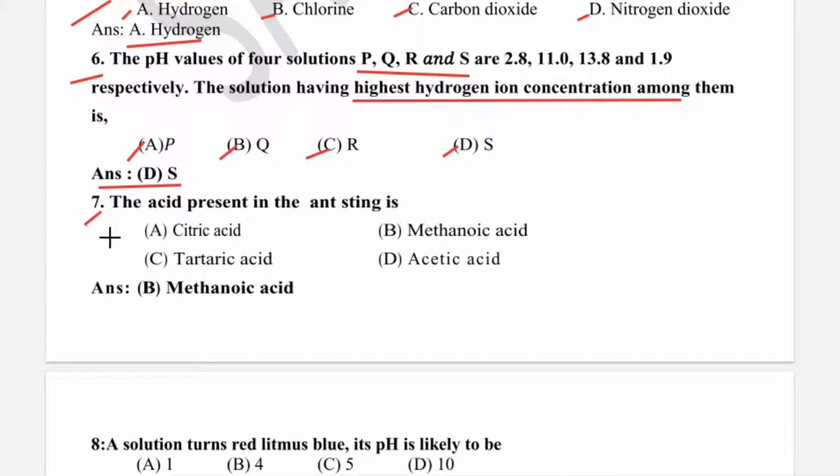Next one, question number 7. The acid present in the ant sting is. Options A, citric acid, B, methanoic acid, C, tartaric acid, D, acetic acid. As we have studied in our chapter that the acid which is present in the ant sting is methanoic acid. The option B is correct one here, methanoic acid.